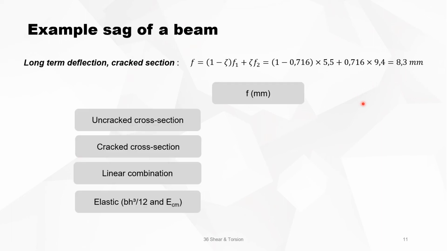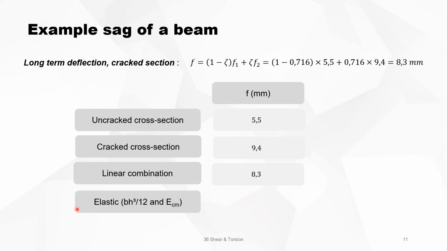Now, let's have a summary. We take a summary of the sag of an uncracked cross-section. It's 5.5. For the cracked cross-section, it was 9.4. And for the linear combination, it is 8.3.